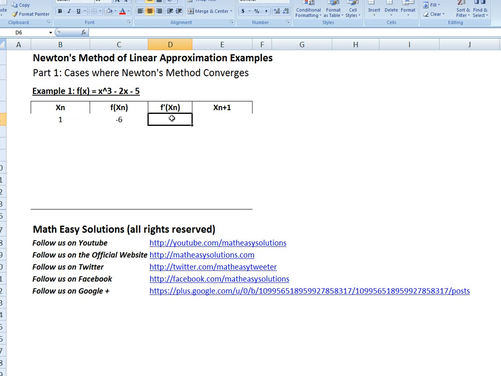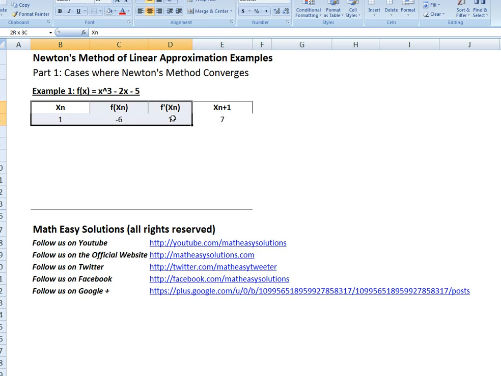Then you do the same with the derivative. You just write 3 times x to the power of 2 minus 2. And then this new x1 is going to be our equation, which is xn minus f of xn divided by f prime of xn. So we get a number here, and we get a 7 here.